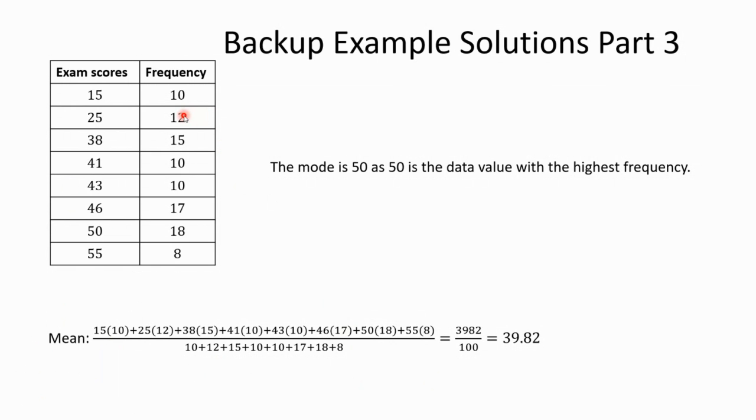Even if it's the same data value, if it appears in the data set more often or less often, that will change the mean. So in other words, to get the mean, we multiply each value by the frequency. That's what I'm doing here. Right? You can imagine listing 15 10 times.